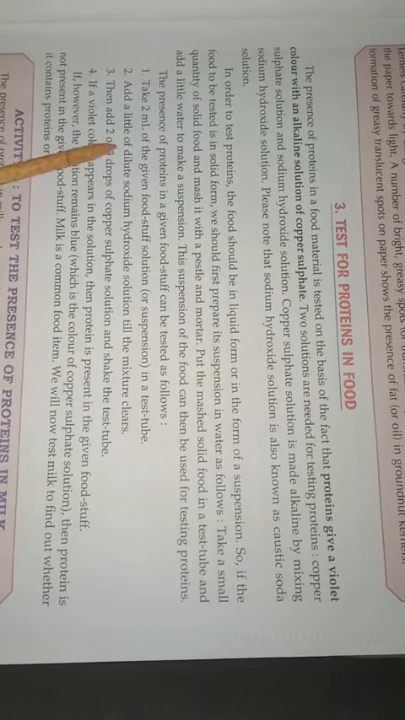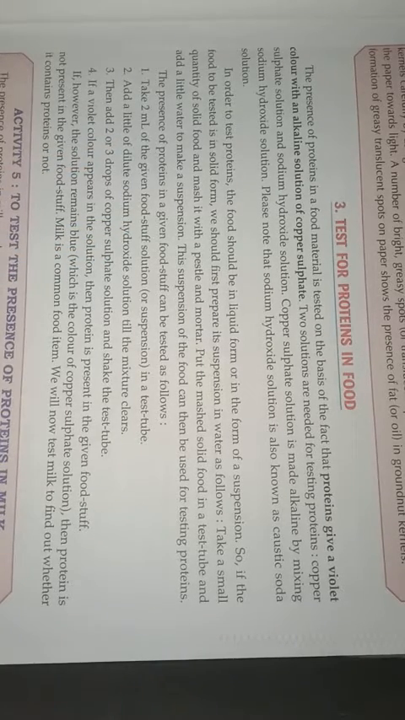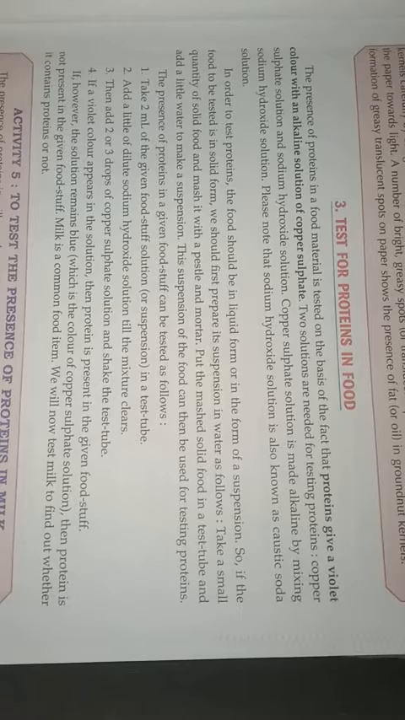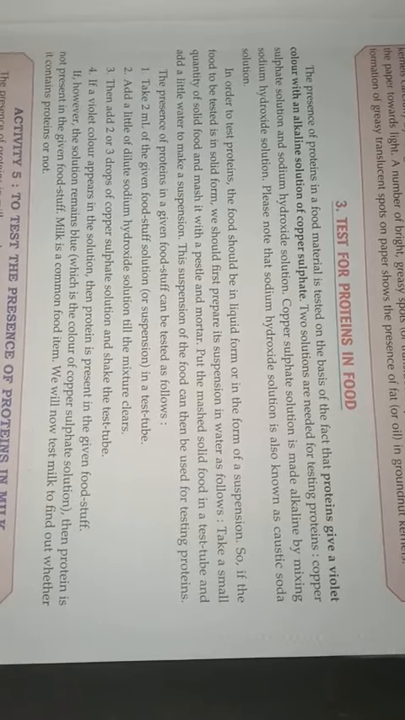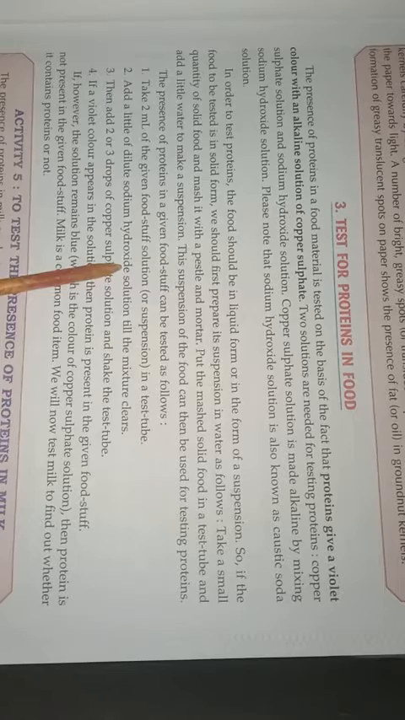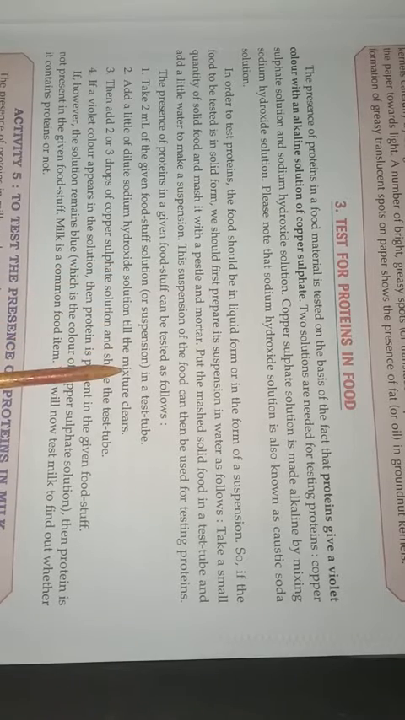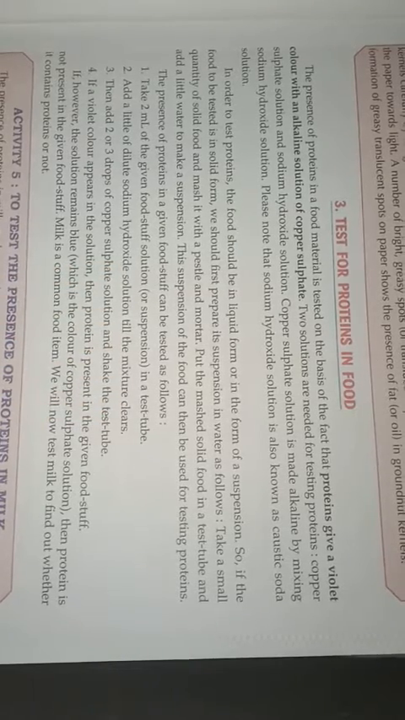Add a little dilute sodium hydroxide. Dilute means when we add some amount of water to any solution, it becomes dilute. Understood? So add a little dilute sodium hydroxide solution till the mixture clears. We have to add a little amount of dilute sodium hydroxide in the test tube till the mixture clears.